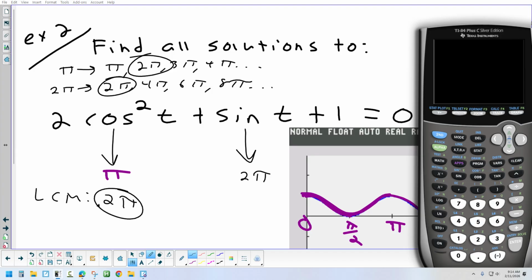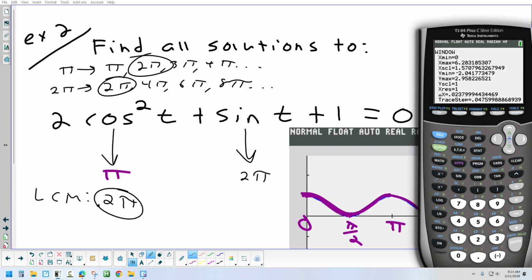Would your window be like 0 to 2 pi? Okay, yeah, we can set a window. Let's do that. So 0 to 2 pi, all right, I'm already good with my window. Might have to adjust the y min and y max. We'll see when we get to that. Actually, you know what, let's just do it now. Let's do -3 to 3. See if that's enough.